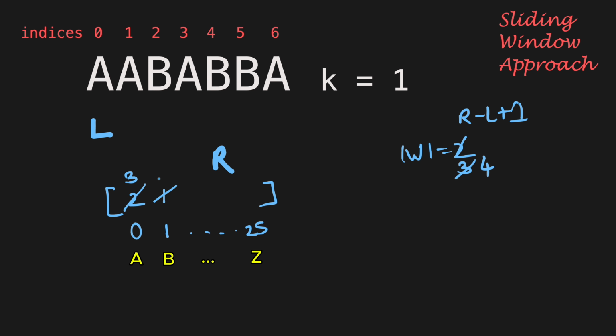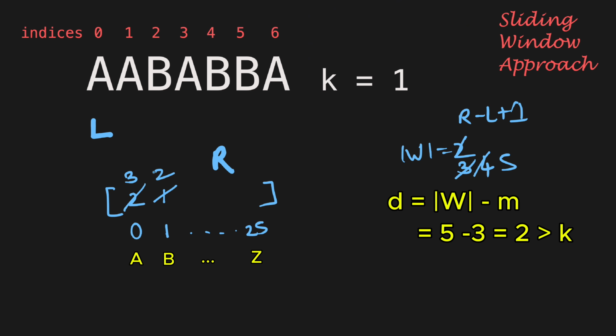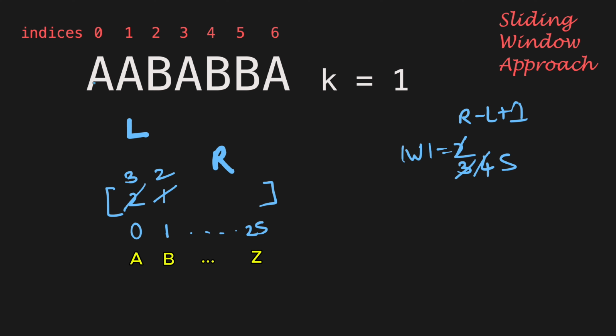Now, frequency of B will be 2, but the maximum frequency will be 3 and the length of the window will be 5. Hence, the replacements required will be 5 minus 3 equal to 2, which is more than k this time. So now the window has become invalid since replacements required exceed k available replacements. So at this point, we have to make the window valid somehow and that we can do by shrinking the window on the left where this character A goes out of the window.